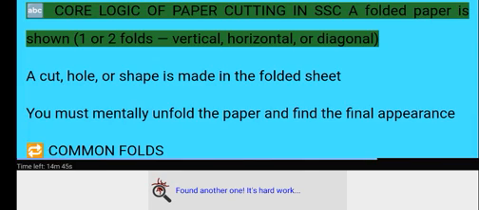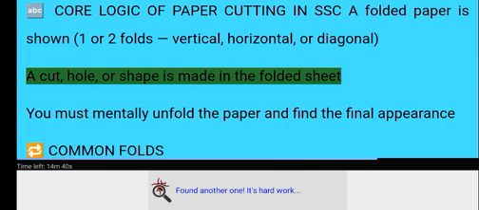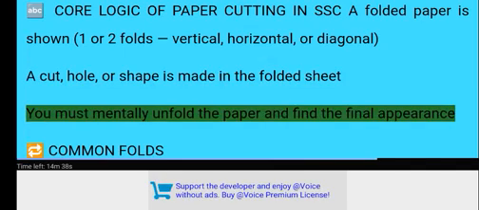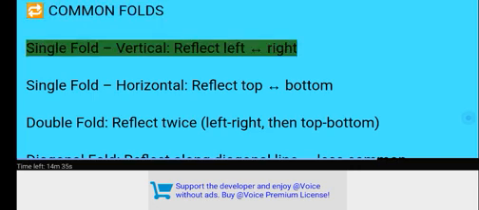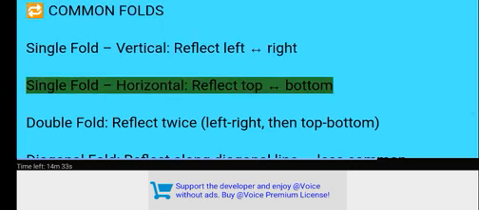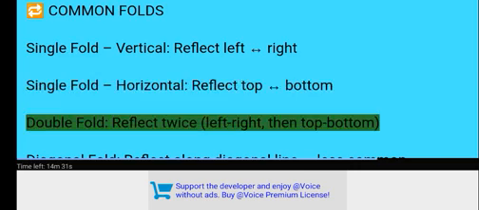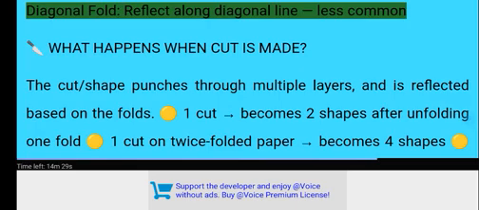Core logic of paper cutting in SSC. A folded paper is shown, with 1 or 2 folds, vertical, horizontal, or diagonal. A cut, hole, or shape is made in the folded sheet. You must mentally unfold the paper and find the final appearance. Common folds: single fold, vertical, reflect left to right. Single fold, horizontal, reflect top to bottom. Double fold, reflect twice, left to right, then top to bottom. Diagonal fold, reflect along the diagonal line, less common.